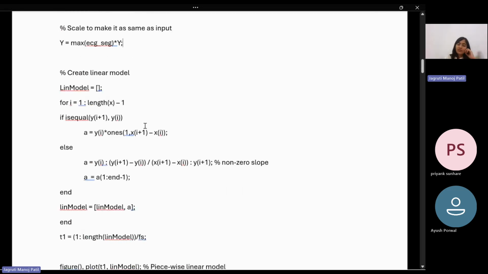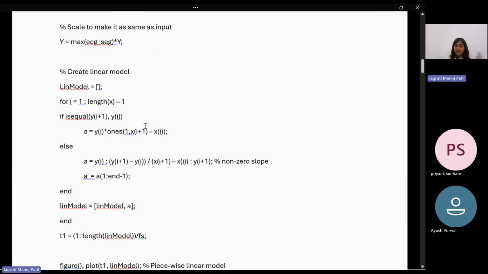Okay. So now we are creating a linear model for all the segments that we had, like the P wave, the QRS complex, and the T wave. We are trying to see if any two consecutive points are equal or not. If they are equal, then I directly assign the isoelectric line to them. If they are not equal, then I assign a slope to them, depending upon their values. Clear? So how I do so in code is that I take the two adjacent points with respect to the index i, that is y of i and y of i plus 1. I see if they are equal. It's a logical operation, checking if y of i equals y of i plus 1.